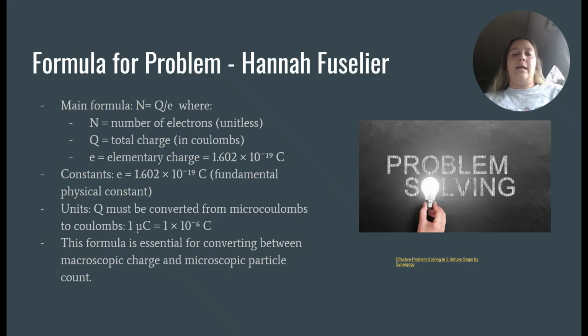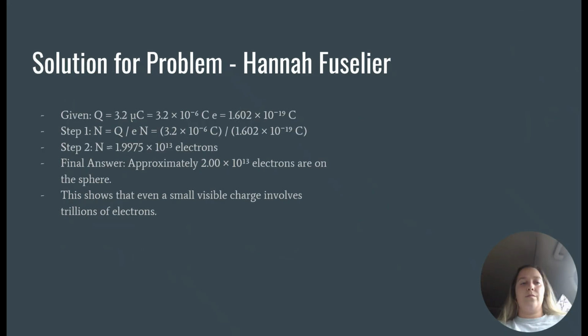The main formula is n equals q divided by e, where n equals the number of electrons, q equals the total charge, and e is the elementary charge. The constraint on units is that q must be converted from microcoulombs to coulombs. This formula is essential for converting between macroscopic charge and microscopic particle count.